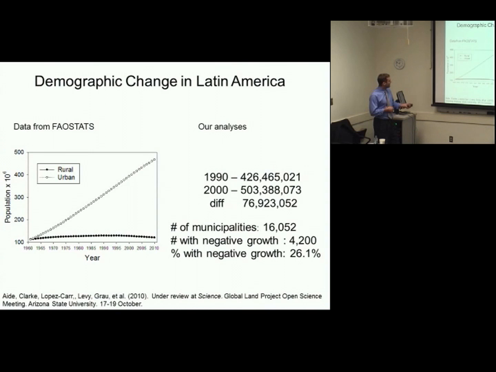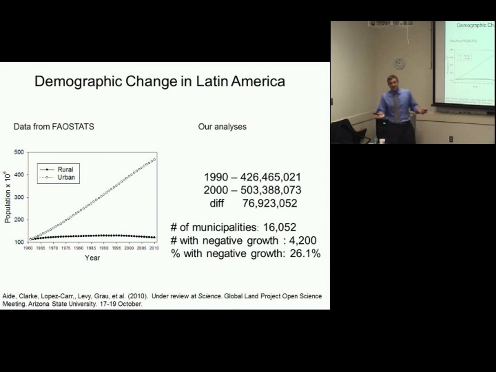How is this related to population? Well, interestingly, as you can see here, quite a while ago, by the early 90s, the rural population in Latin America started to decline. And the urban population has continued a steady linear ascent upwards. And so we absolutely observed that during the 90s, about a quarter of the municipalities had negative growth. So then what is this relationship with population?